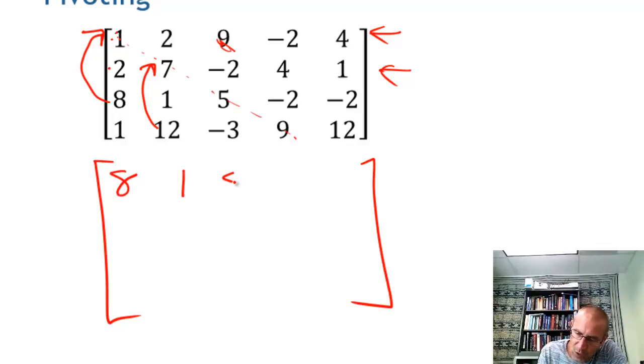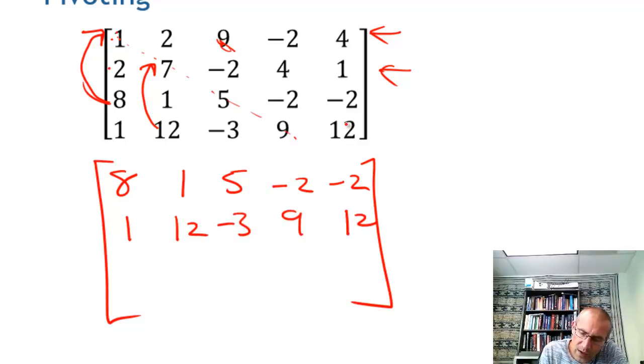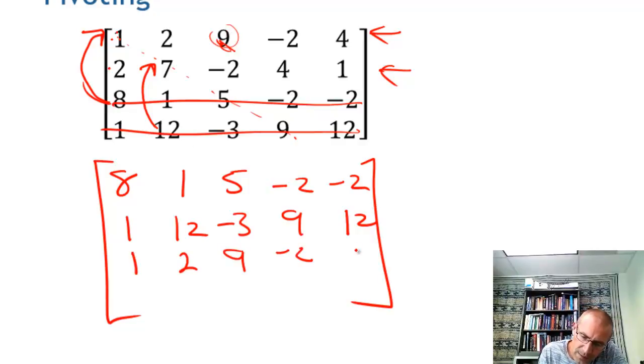And so what this is going to end up with is 8, 1, 5. What did I have? 8, 1, 5, minus 2, minus 2. That's this equation moving to the top. My next one right over here is going to be my 1, 12, minus 3, 9, and 12. So that's that one right there, and this one right over here. And so of the two that are left, I realize 9 is the largest, so I'm going to go 1, 2, 9, minus 2, 4. And then the only one that's going to be left now is my 2, 7, minus 2, 4, and 1.